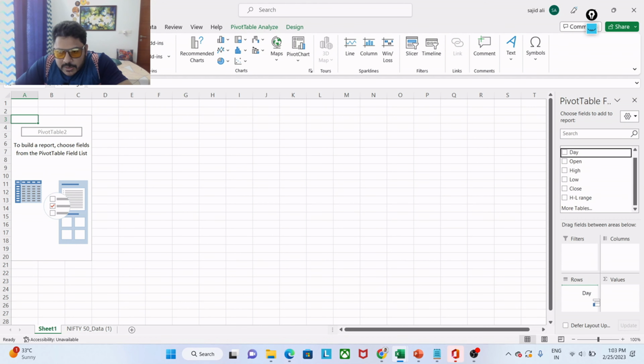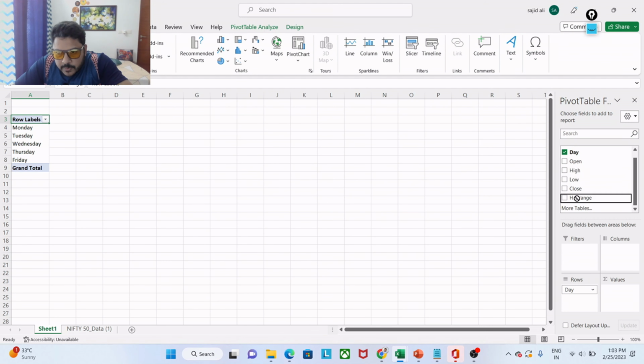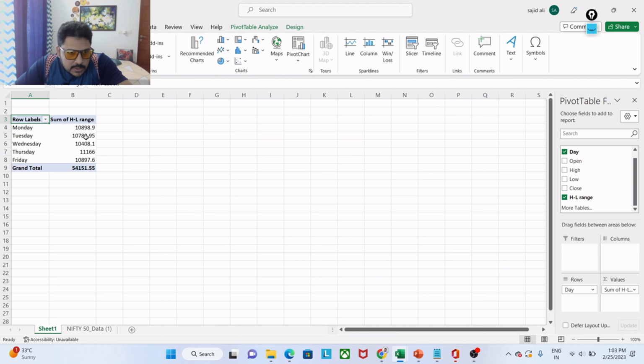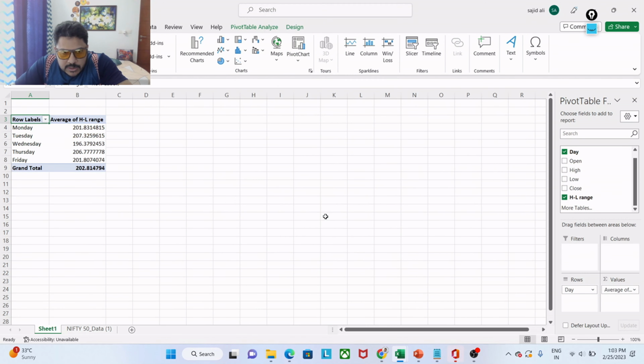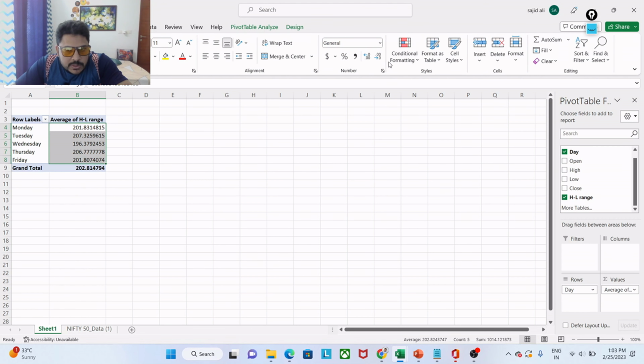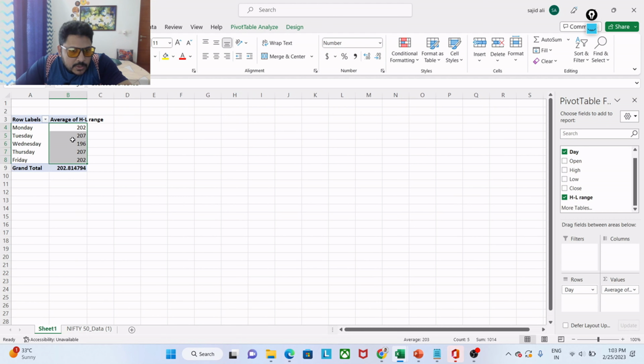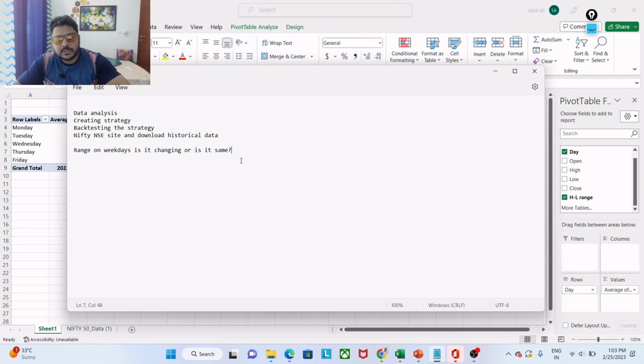So what I'll do is I'll just put day here and I will put high low range. So when you put it like this, you will get the sum of the range. What you need to do is just change the settings and make it an average. So this is going to tell us what is the average range of Nifty on Monday, on Tuesday, on Wednesdays, on Thursdays, and on Fridays. So mostly you can see it is in the same 202 point range. So what is the range we have got for the last 1 year?